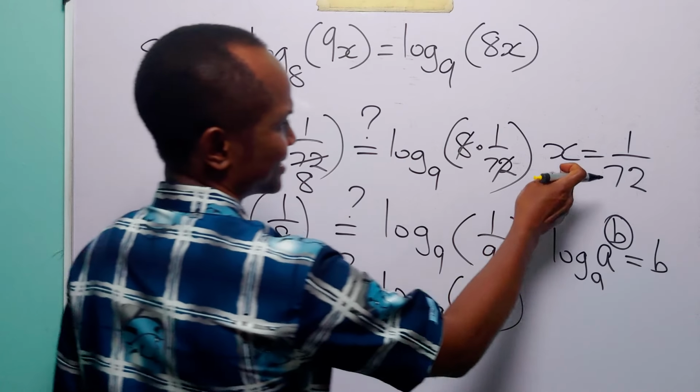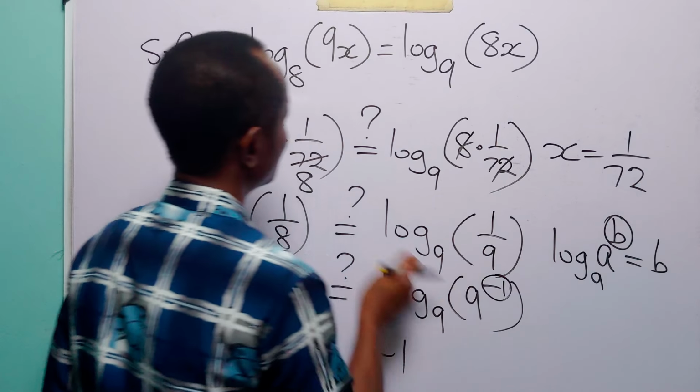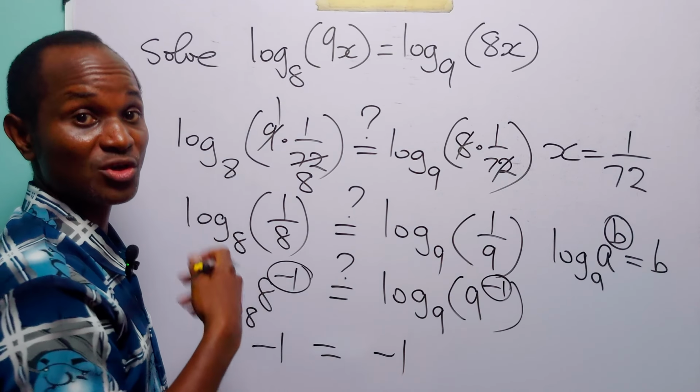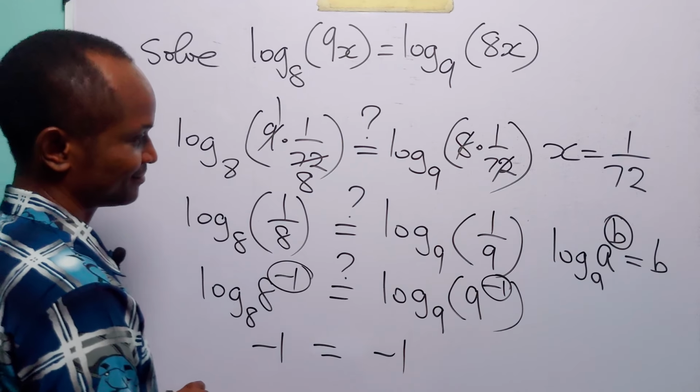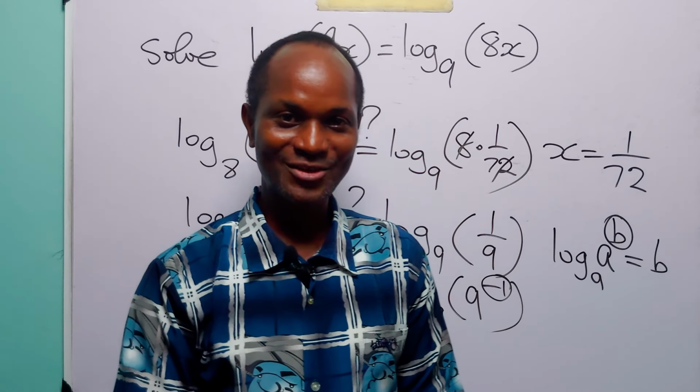So we have that when x is equal to 1 over 72, the left-hand side of this equation is equal to the right-hand side of this equation. And with that, we come to the end of this tutorial.